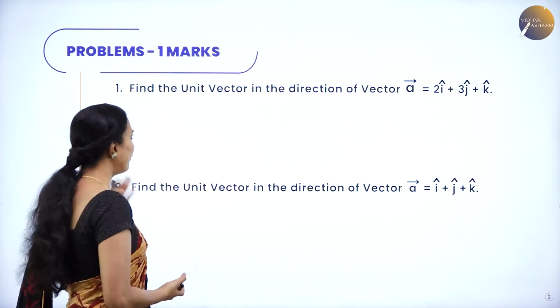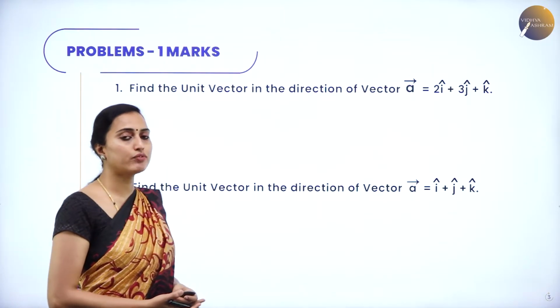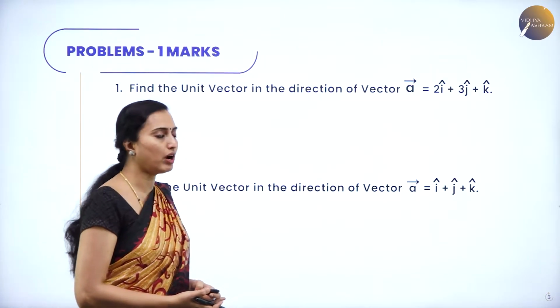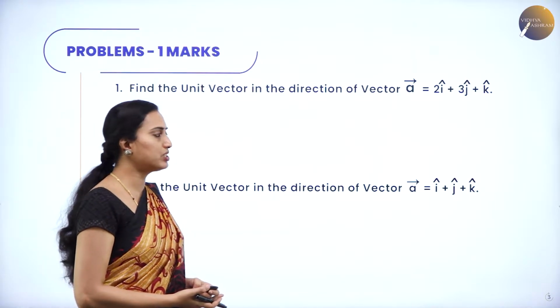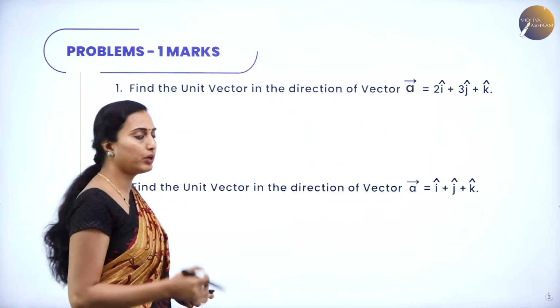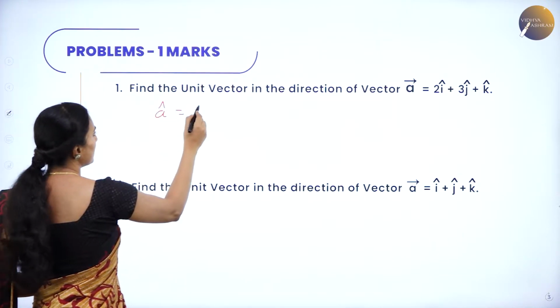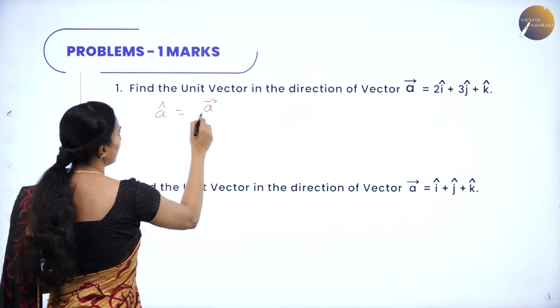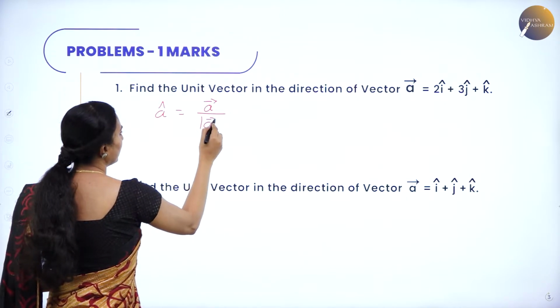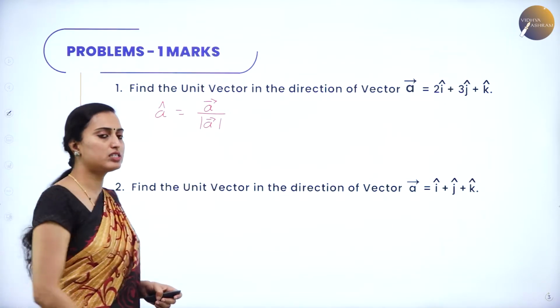What they have asked: find a unit vector in the direction of the vector A vector is equal to 2i plus 3j cap plus k cap. So here the unit vector formula you have to note down, which is denoted by a cap, which is given by the formula a vector divided by magnitude of a vector. So magnitude of a vector is nothing but the length.